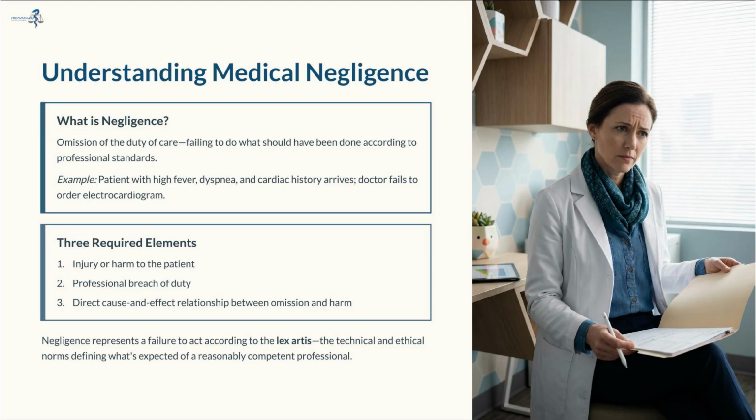For negligence to be established, three elements must be present. First, there must be an injury or harm to the patient. Second, the professional must have breached their duty. And third, there must be a direct cause and effect relationship between that omission and the harm.